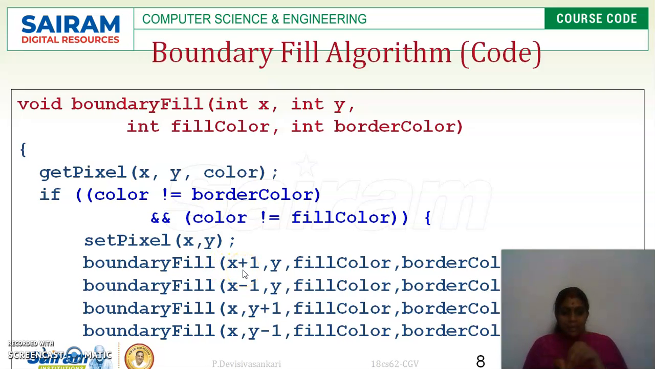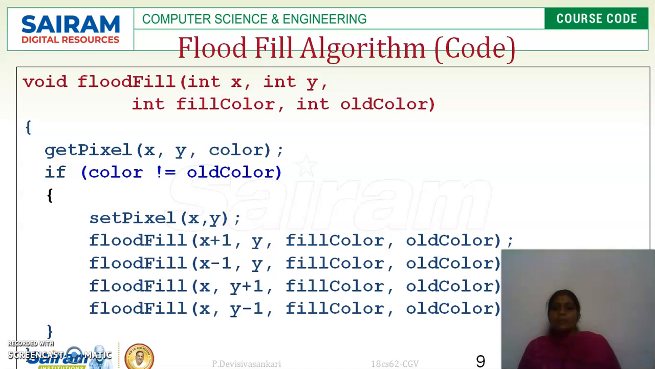For the interior set pixel value, we then handle the left pixel, right pixel, top pixel, as well as the bottom pixel, right? According to the particular condition which is satisfied, the fill color will be filled inside the polygon, or the border color will be filled. So this is the boundary fill algorithm, and the next one is the flood fill algorithm.